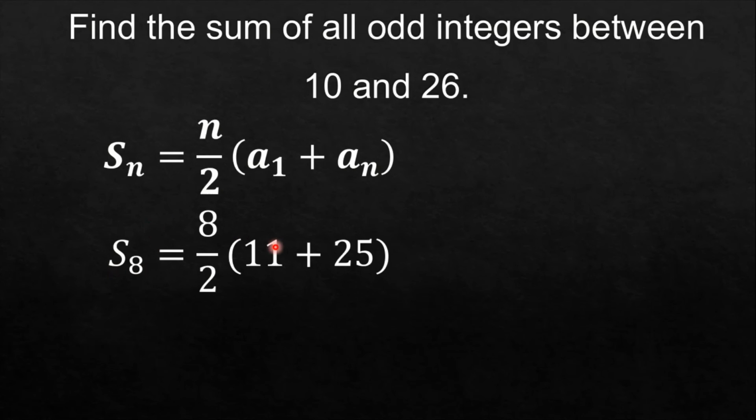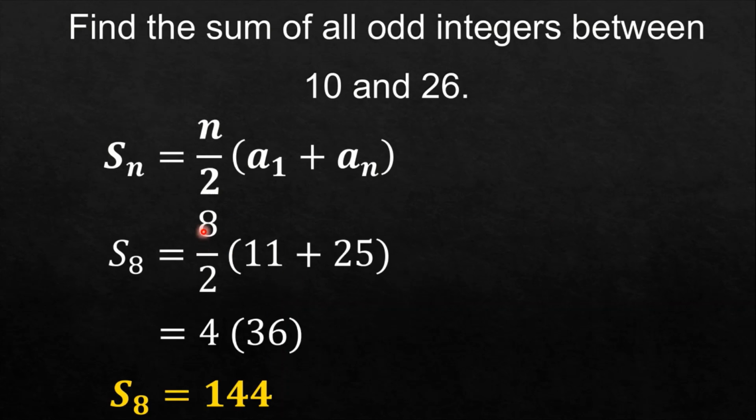Okay, mula kay 11, pwede nating bilangin. Wala namang problema. So, we have 11, 13, 15, 17, 19, 21, 23, and 25. So, there are 8 odd integers from 11 to 25. Kaya, ang n natin ay 8. Now, i-simplify natin. We have 8 divided by 2 is 4. 11 plus 25 is 36. So, the sum of all odd integers between 10 and 26 is equal to 144.